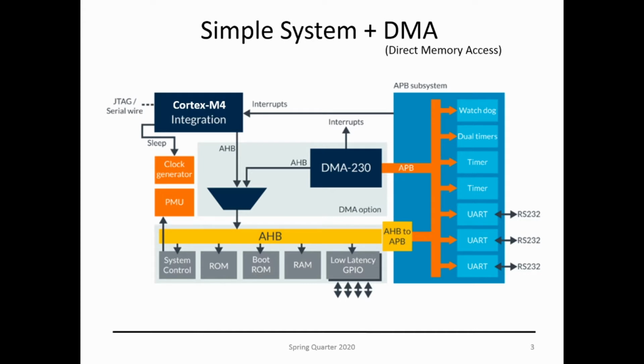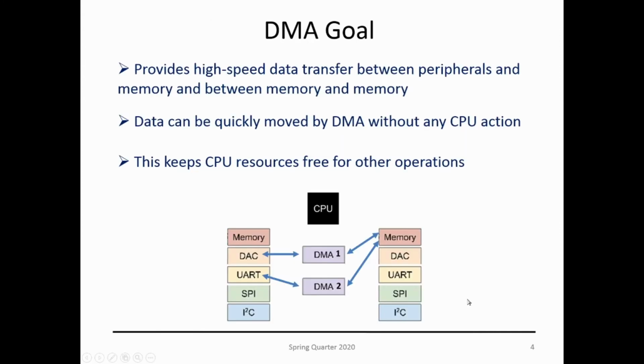If you recall the simple system plus DMA, we have our CPU that can interact with the peripherals using the buses, and they can send interrupts back to your microprocessor. But you also have this DMA, Direct Memory Access controller, that can interface with your peripherals and also send commands or information to your CPU. The DMA's goal is to provide high-speed data transfer between peripherals and memory, and between memory and memory. Data can be quickly moved by DMA without any CPU action, and this keeps the CPU resources free for other operations. So pretty powerful.